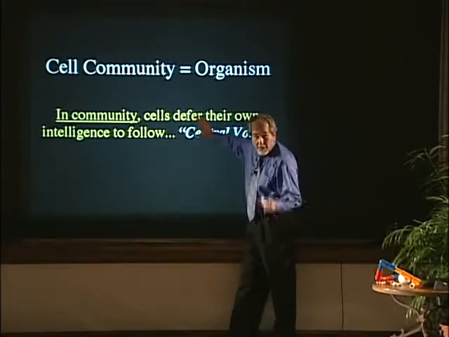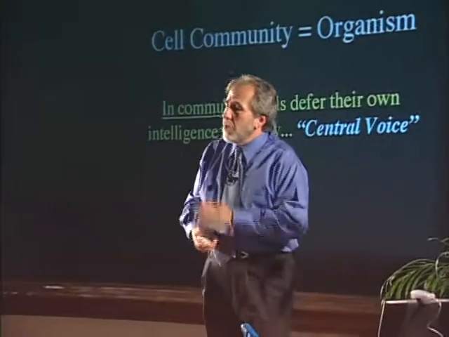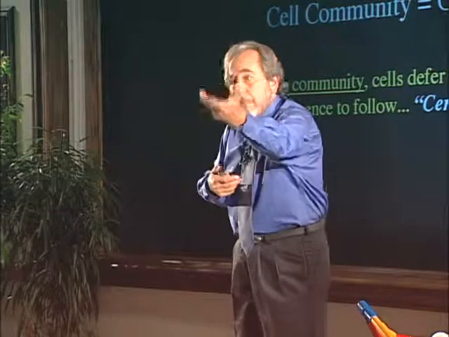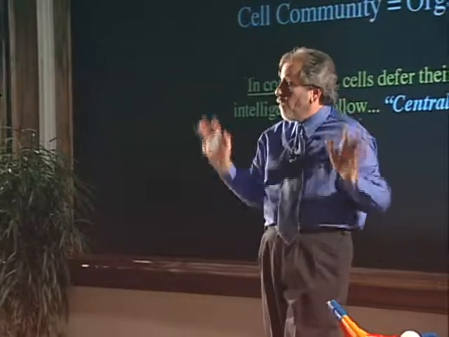Catch this. This is the catch sentence. In community, cells defer their own intelligence to follow the central voice. In other words, a community cannot exist if every member in the community does whatever the hell they want to do. A community exists because we work together for a common goal and a common end. So there's a commonality to the thing, a plan that we're all following, a central voice.